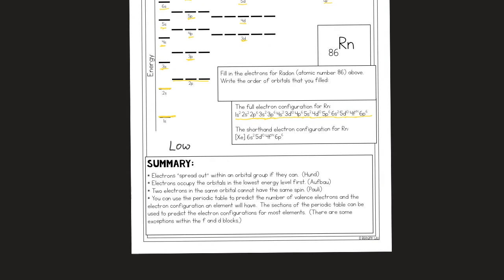One thing I want to draw your attention to is that this is important. This is definitions, 3 different definitions. You have to know Hund's rule, where electrons spread out within an orbital group if they can. The Aufbau principle, electrons occupy orbitals in the lowest energy level first. And then the Pauli exclusion principle, where 2 electrons in the same orbital can't have the same spin. They've got to be one up and one down. All right, so that's the brief electron configuration, as well as annotating and using the periodic table to figure the configurations out.